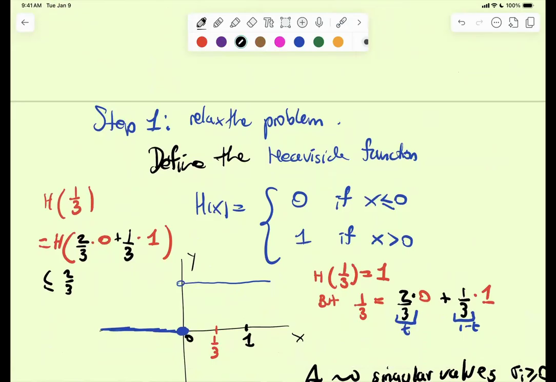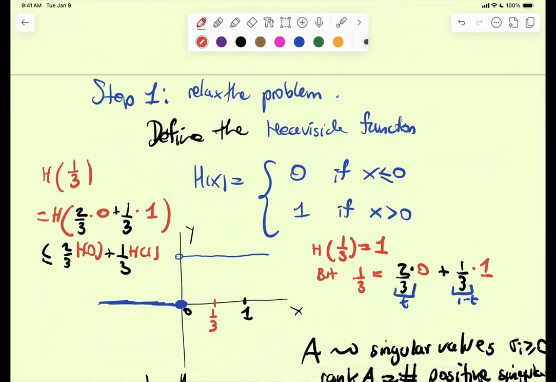So you get 2/3 times h of 0, plus 1/3 times h of 1, right? But what is h of 0? h of 0 is 0, and h of 1 is 1. So this is just 1/3, right? But this is supposed to be 1, and it's not true that 1 is less or equal to 1/3. Okay, is that making sense? Okay, yeah, that makes sense.